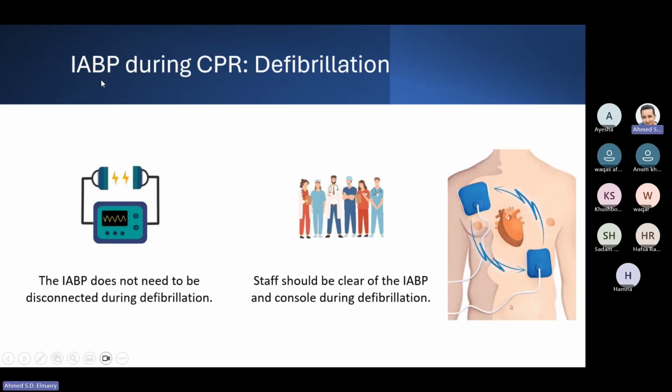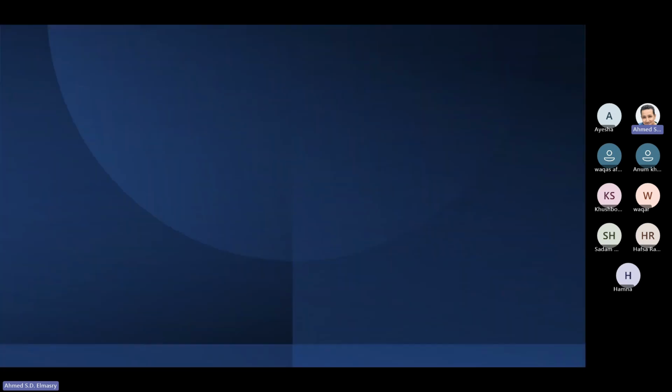Defibrillation during the intra-aortic balloon: you can do the defibrillation during the run of the intra-aortic balloon, but you should be clear of the intra-aortic balloon in order to avoid any electrical activity.